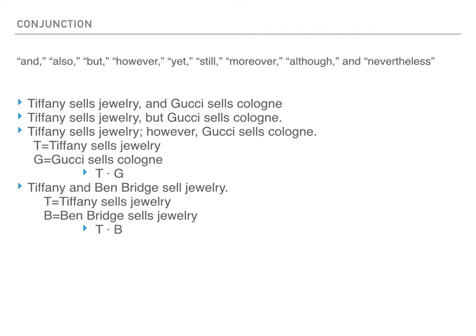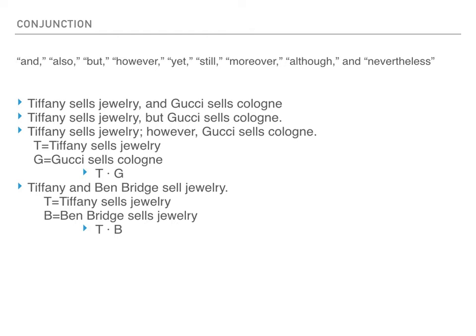But sometimes when I encounter students' work, what they do is they'll say T maybe stands for Tiffany sells jewelry, and then they'll say B stands for Ben Bridge. Or even worse, they'll say T stands for Tiffany and B stands for Ben Bridge. Now maybe in their own mind it's clear that those things really are another shorthand for the entire proposition that Tiffany sells jewelry. But you need to make it clear to whoever's looking that you understand that especially if it's in a class on logic. If you're just doing this at home, that's up to you.